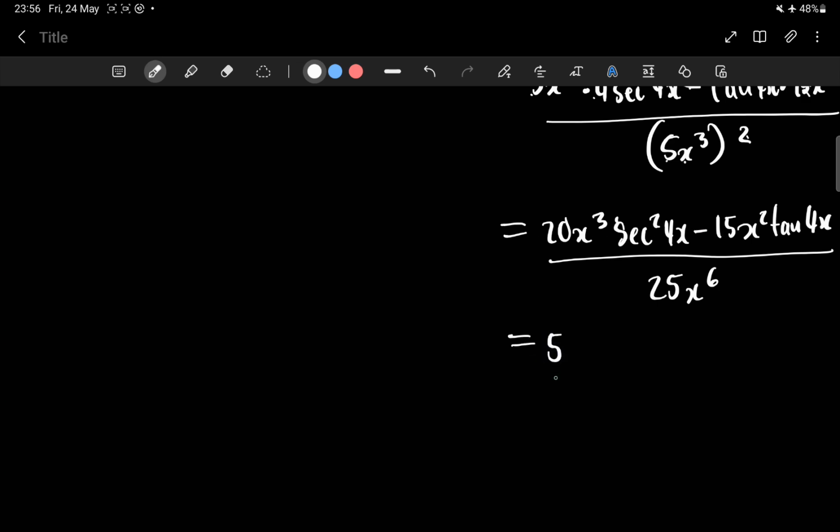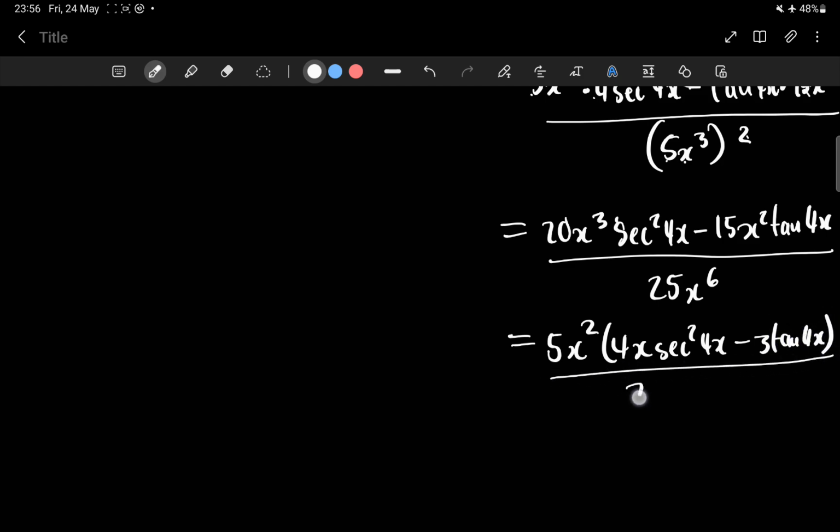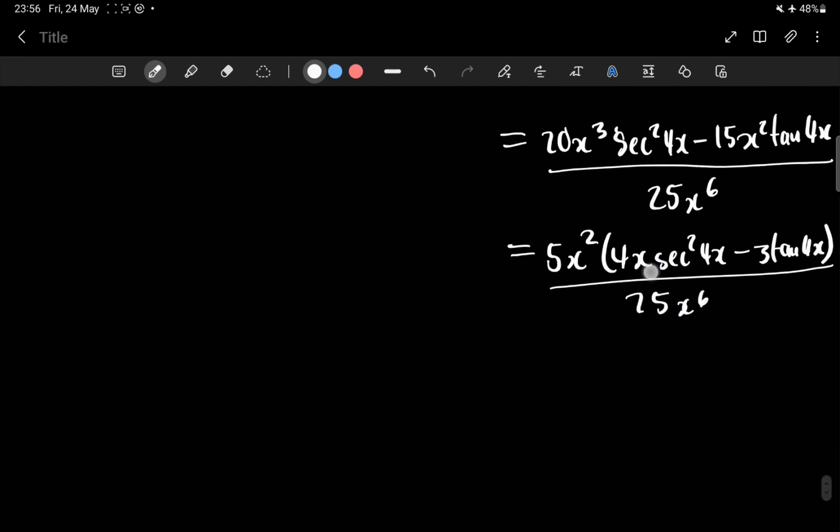What number goes into them both is 5. Then we have x squared and x cubed. We bring out the highest common power, which is there on both, which is x squared. 5 into 20, 4, x squared into x cubed, we remain with an x, and we have sec squared 4x. Minus 5 into 15, 3. X squared and x squared cancel, we will remain with tan 4x, all over 25x to the 6.